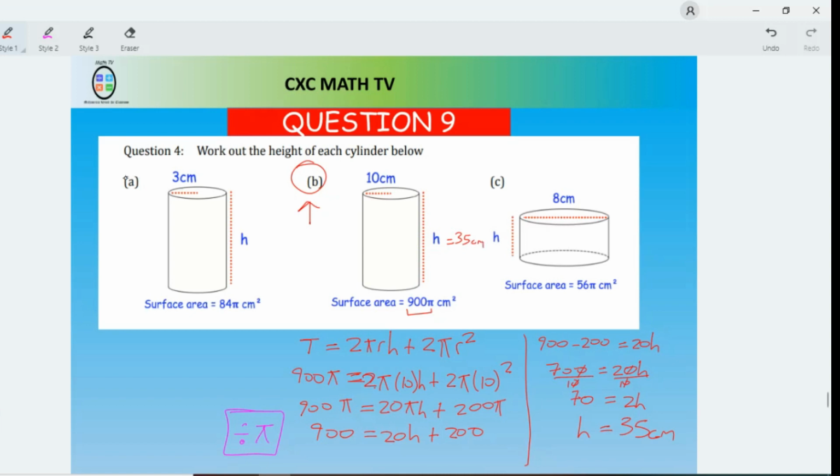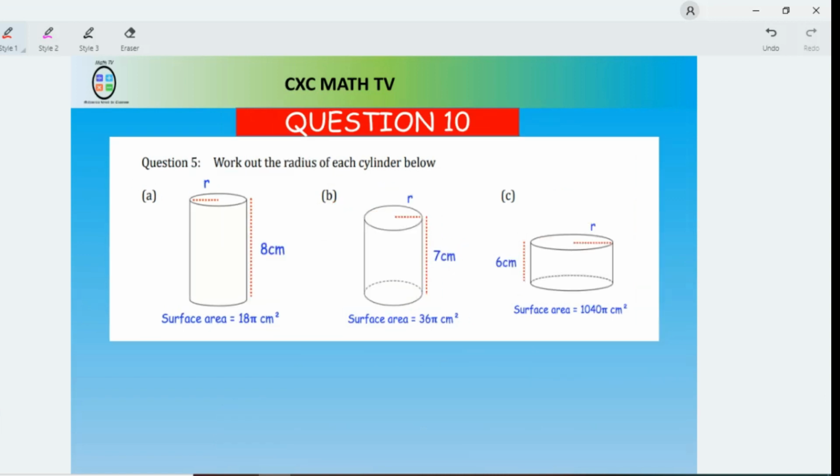Wow! Now you're going to do the same process for A and C. At some point, you're going to have to divide through the equation by pi. So that was the only difference with this question. All right. Same procedure, but now we need to find the radius. Last time we did B, so let's do C, since the number looks big. So pause the video and do C. Find the radius now when they give us the height.